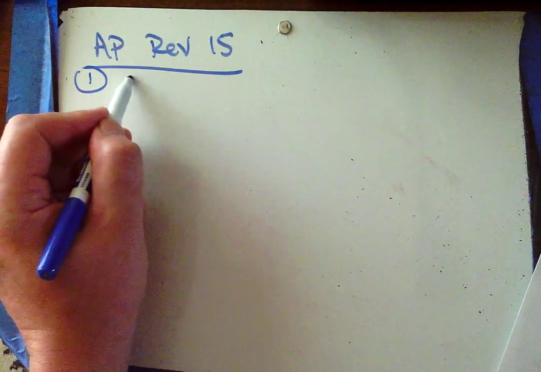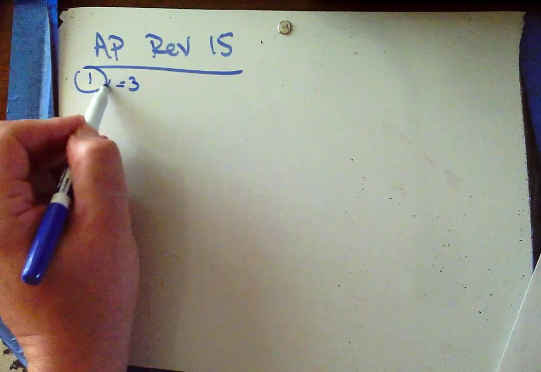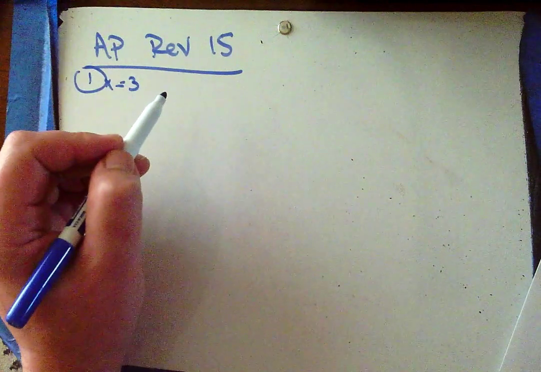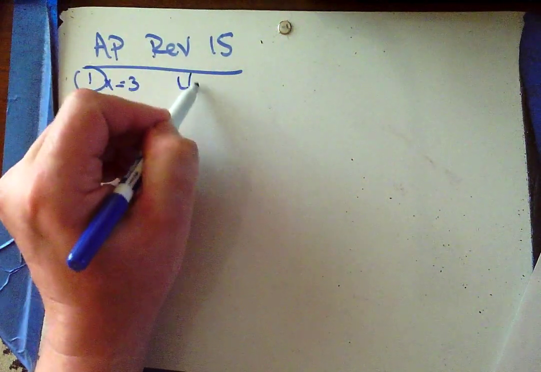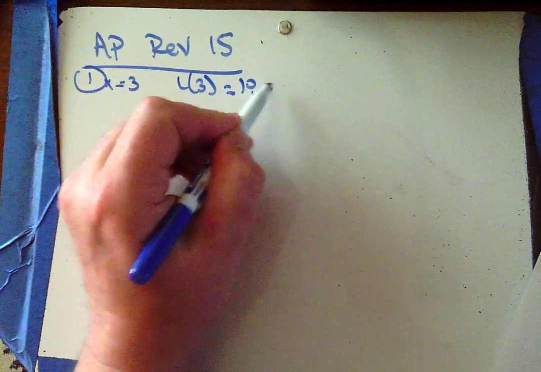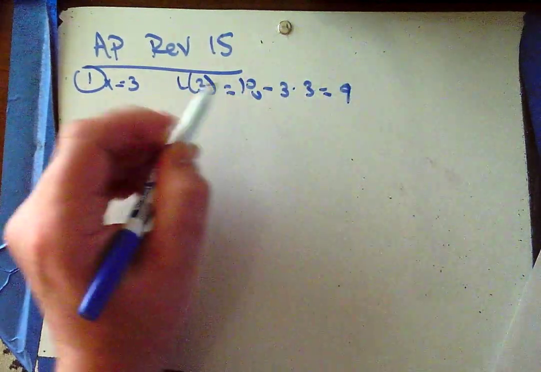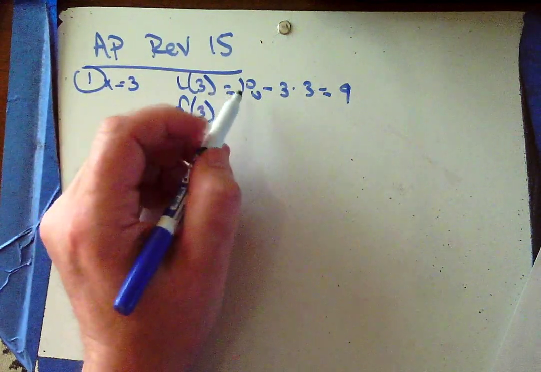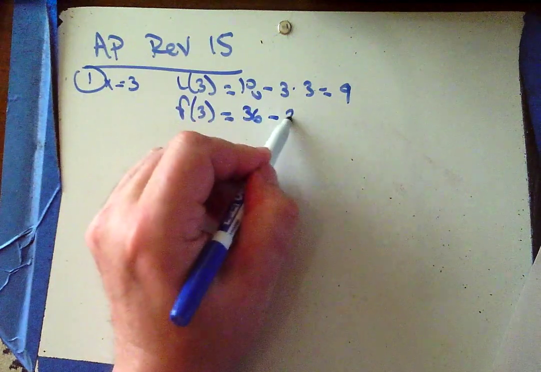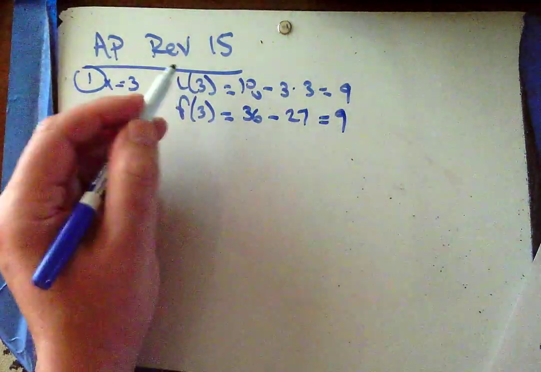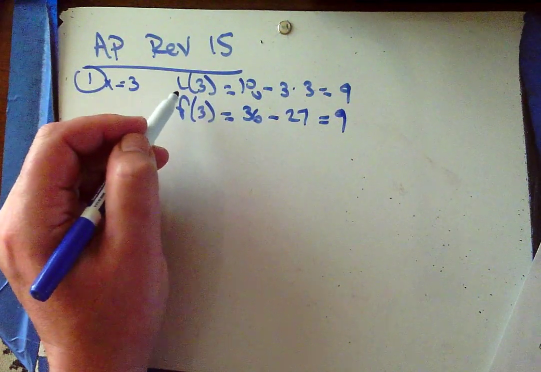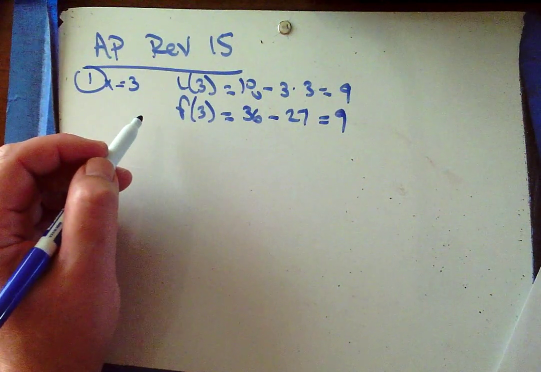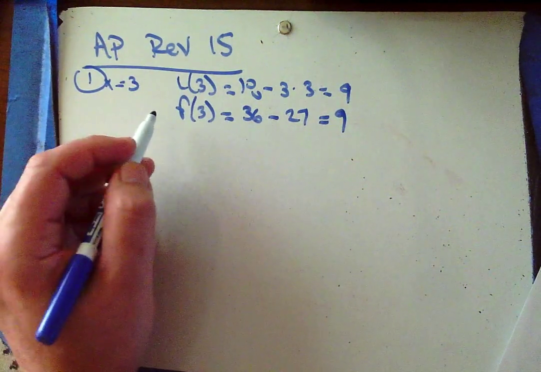Okay, so at x equals 3, both of them should have the same slope and y value. So I'm going to find L of 3, and that's going to be 18 minus 3 times 3, or 9. And I'm going to find f of 3, and this is with calculator, so you could just do it on your calculator. 36 minus 27 is also 9. So the functions have the same value, but do we need the slopes? Oh yes, they need to have the same slopes.